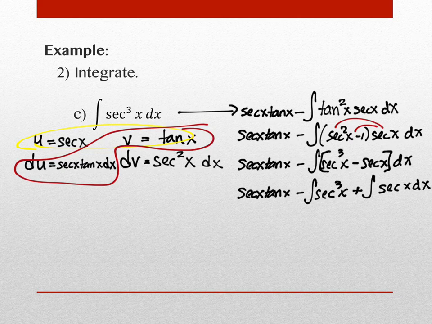But what about this secant cubed? Back to the... oh wait, back to the beginning. That's just the original. That's where we started. So it starts to feel like, did I just use circular reasoning?